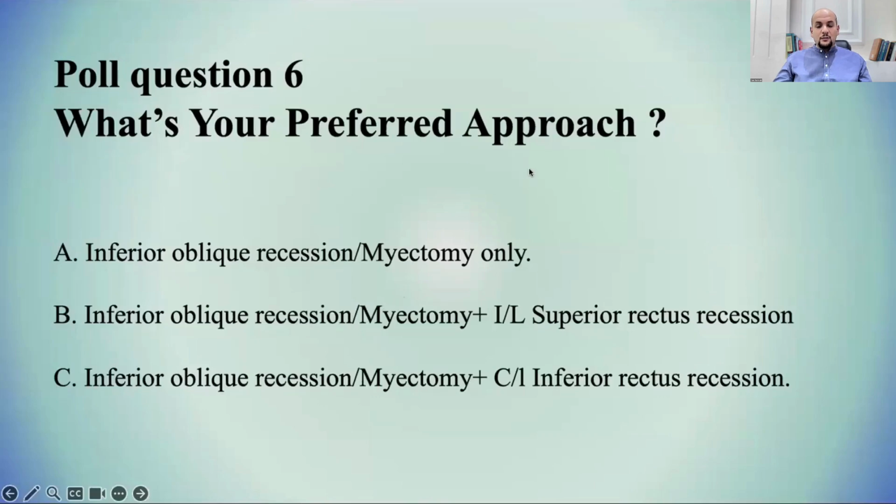Okay, so 52% of the audience chose to do inferior oblique recession with ipsilateral superior rectus recession.